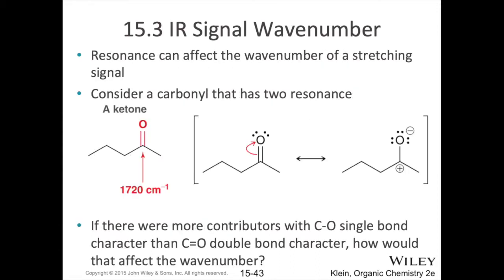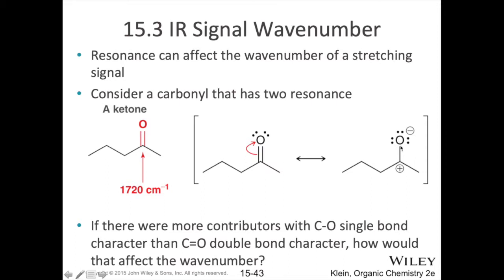All right, what else affects wave number? Well, resonance can affect your wave number because now you can have a bond that has partial single and double bond character. Carbonyls are great examples of this because we have a very common resonance structure for a carbonyl that has a single bond, right? So if these pi electrons go up to that electronegative oxygen, notice that we now have that carbon-oxygen bond having some single bond character.